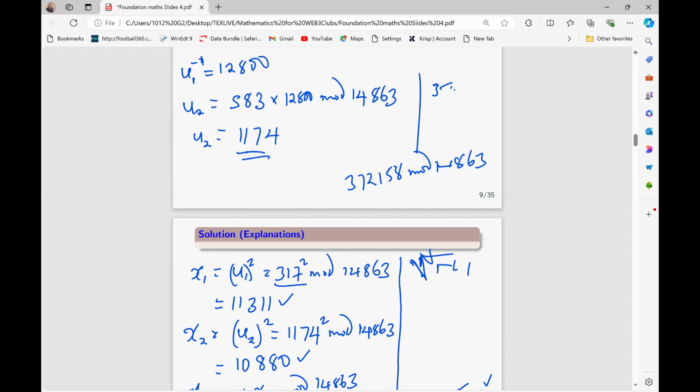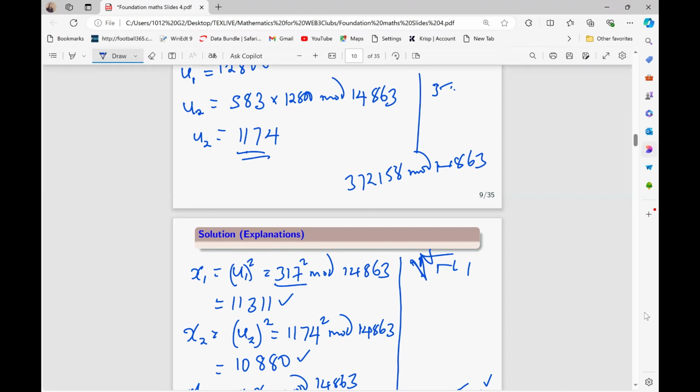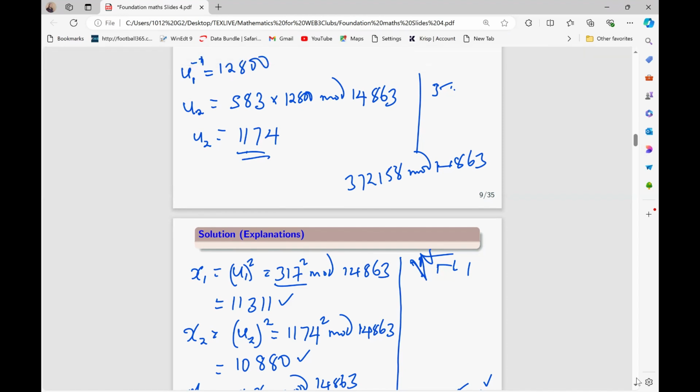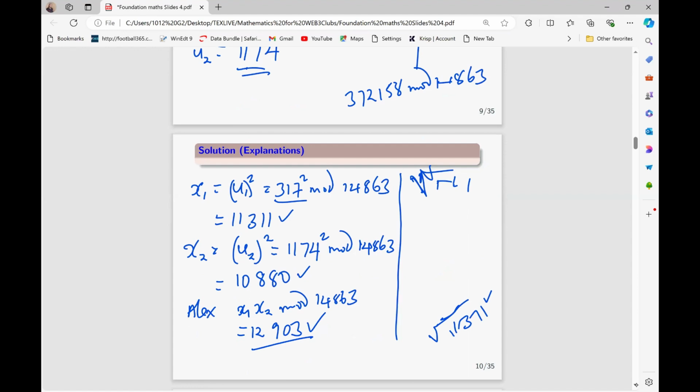Then Alex asked Cyprian another question: now provide the square root of x2. x2 is this. So to get the square root, Cyprian just goes back and sees what he squared. He squared 1174 and then sends 1174 to Alex. Alex is now convinced. By the end of that, Alex is convinced Cyprian knows what x is.